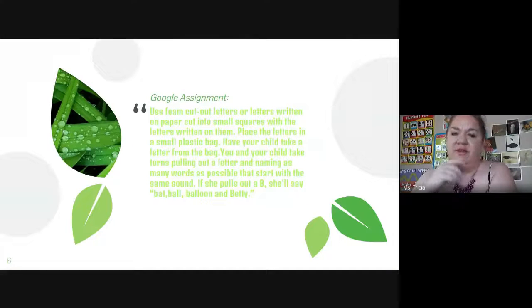And then this is another letter assignment for Google Classroom. It says to use foam letters or letters written on a piece of paper. So you can just take a piece of paper and write a letter on it. You're going to place the letters in a plastic bag and have your child take a letter from the bag. You and your child take turns pulling a letter out and naming as many words as possible that start with the same sound. If she pulls out the letter B, she'll say bat, ball, balloon, Betty.